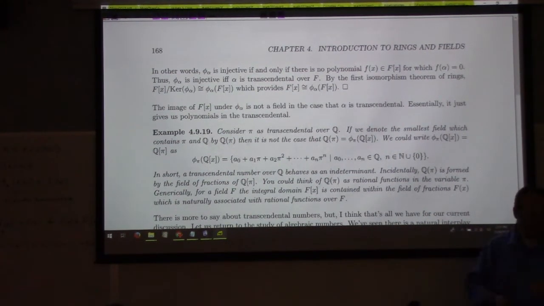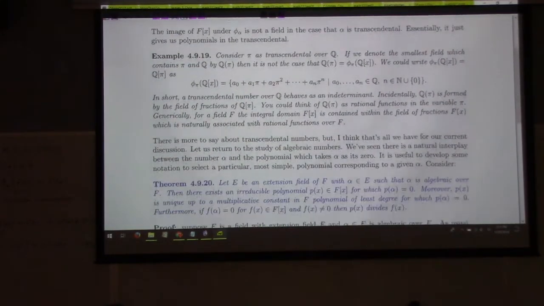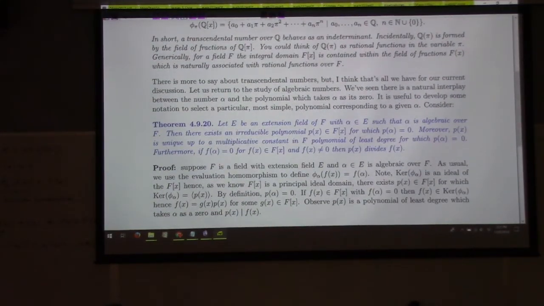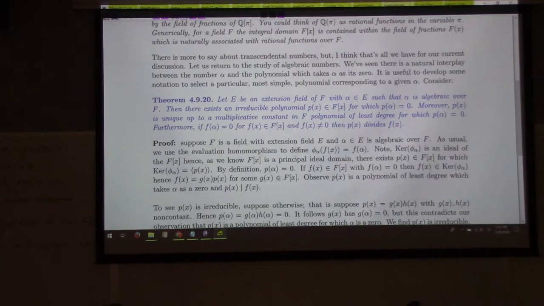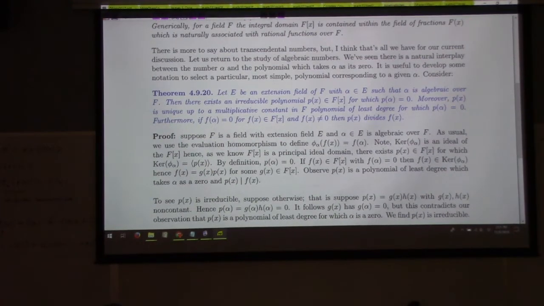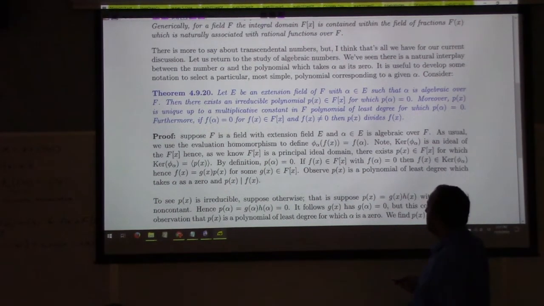Anyway, let's go on past that. I don't really have much more to say about transcendentals that won't confuse you and me at the moment. So this theorem is somewhat important. It lays the bedrock for a bunch of calculations we do, and here it is.